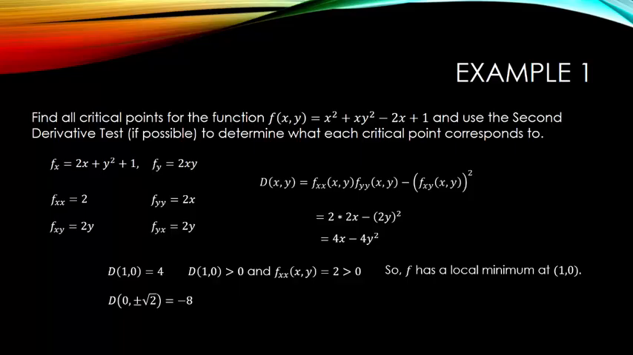For d evaluated at the points 0 and plus or minus square root of 2, I get negative 8. In this case, d of 0 and plus or minus square root of 2 is less than 0. This tells me that my function has saddle points at the points 0 and plus or minus the square root of 2.